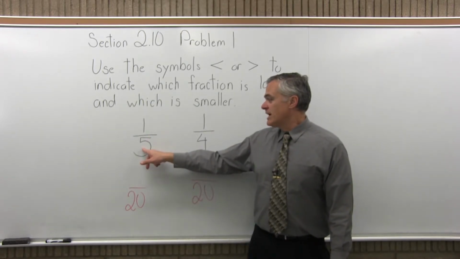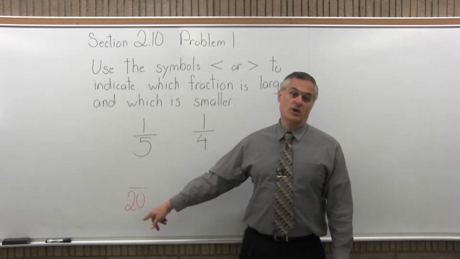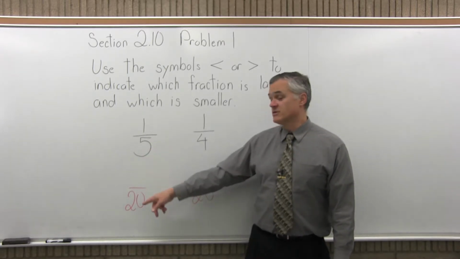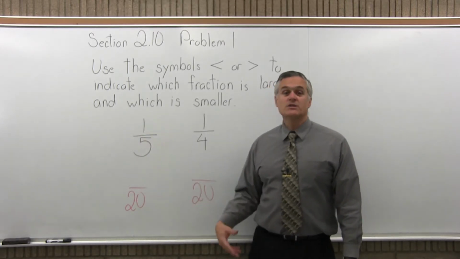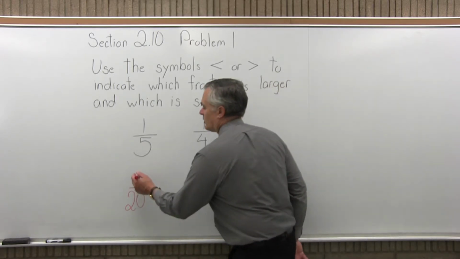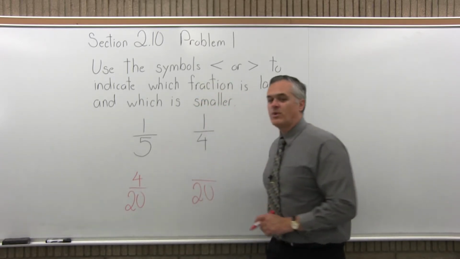Well, some value times 5 multiplies to make a 20. Well, that value must be 4. 5 times 4 is 20. So the numerator would also be multiplied times 4. So 1/5 is the same as 4 over 20.